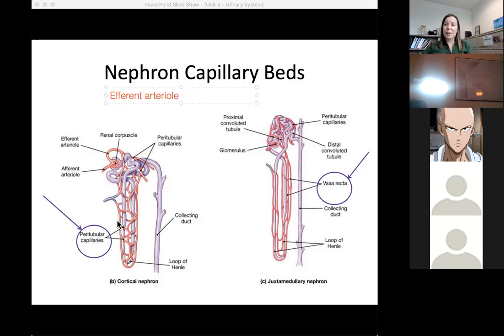In the juxtamedullary nephrons, these are the ones that are really long. So here's one over here. The peritubular capillaries have a special name. They're called the vasa recta. So that's written here, and that's written in your outline as well.